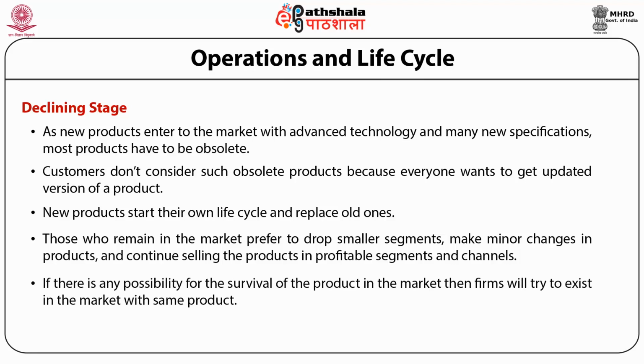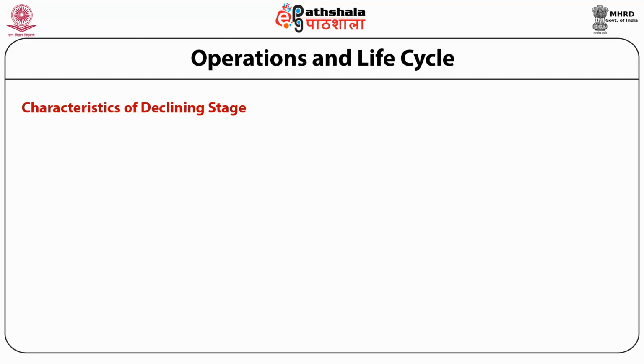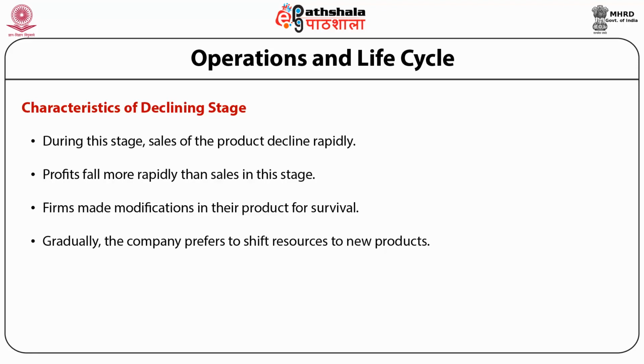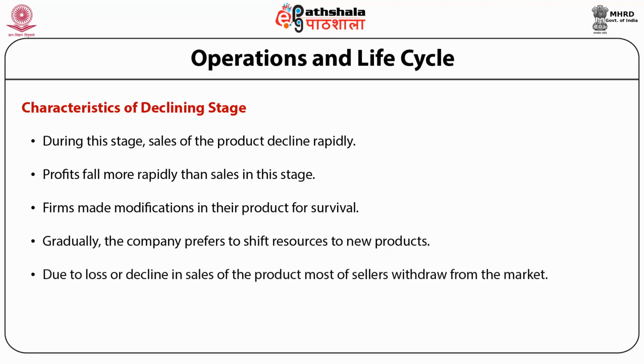If there is any possibility for the survival of the products in the market, then firms will try to continue in the market with the same product. The firm may make some changes in their product for survival. Characteristics of the declining stage. During this stage, sales of the product decline rapidly. Profit falls more rapidly than sales in this stage. Firms make modifications in their product for survival. Gradually, companies prefer to shift resources to the new product. Due to loss or decline in the sales of the product, most of the sellers withdraw from the market. Promotion expenses are reduced to realize a little profit.